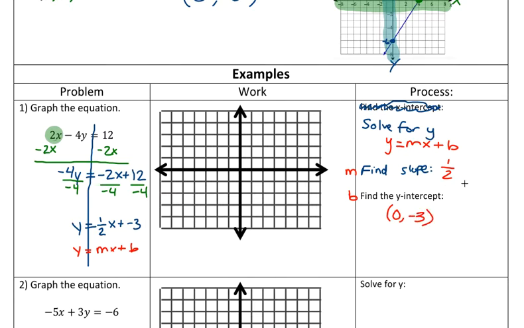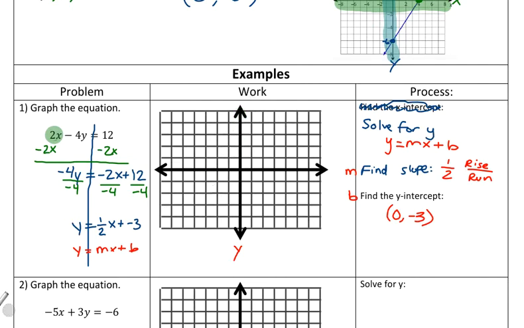So one of these tells us where to start. Okay, I can't start at 1/2, it doesn't tell me rise and run. I have to know where I am going to start. I'm going to start at the 0, negative 3. So this is my y-intercept. It's where the y-axis is. So I'm looking at that y-axis.